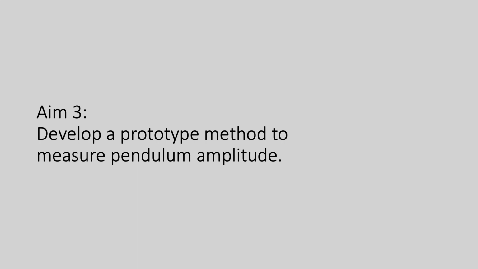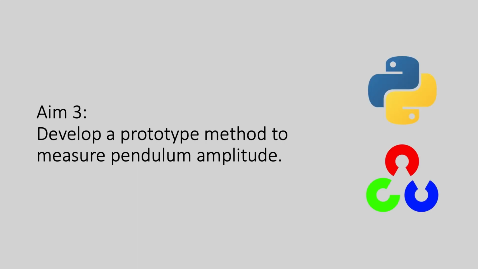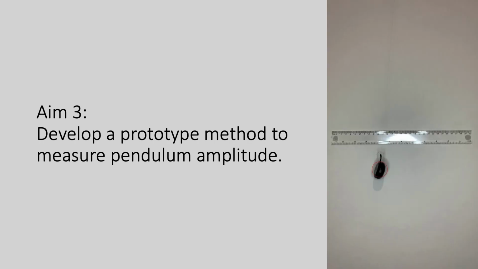This prototype was written in Python, using OpenCV to implement computer vision algorithms. A computer vision technique known as blob detection was used to find the location of the pendulum in each frame and track it throughout the video. Amplitude was then calculated by subtracting its rightmost position from its left. This only obtained the amplitude in terms of pixels.